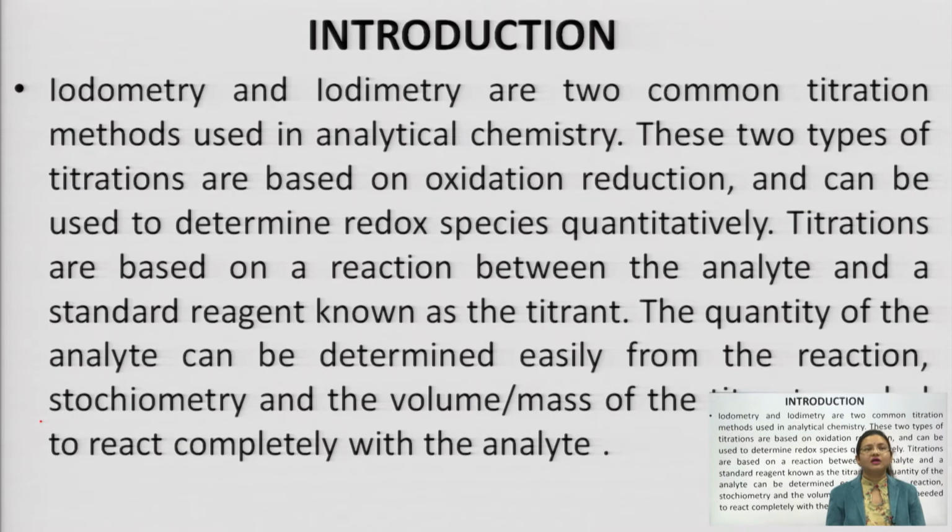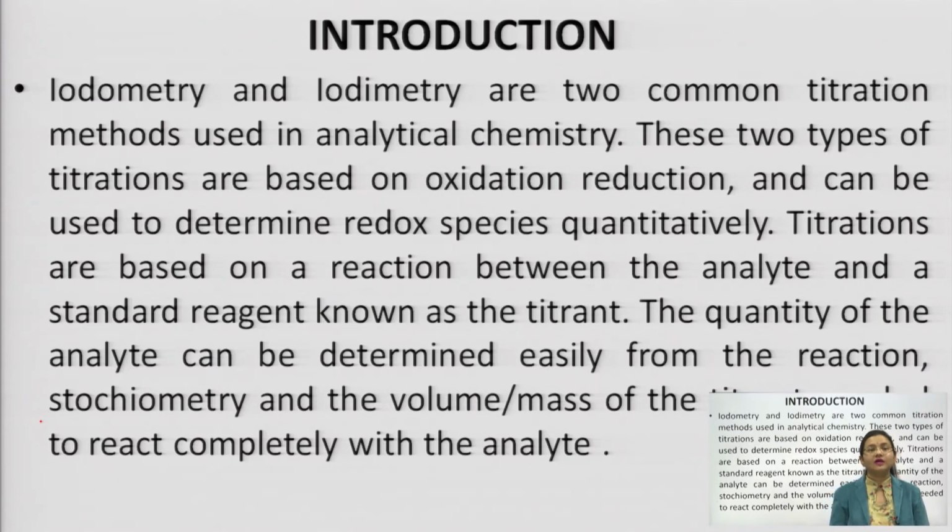Iodimetry and iodometry are two common types of titrations which fall in the redox titration category, and they are very important for analytical chemistry. These two types of titrations are based on oxidation reduction reactions and can be used to determine almost all types of redox species quantitatively. Titrations are based on a reaction between the analyte and the titrant.